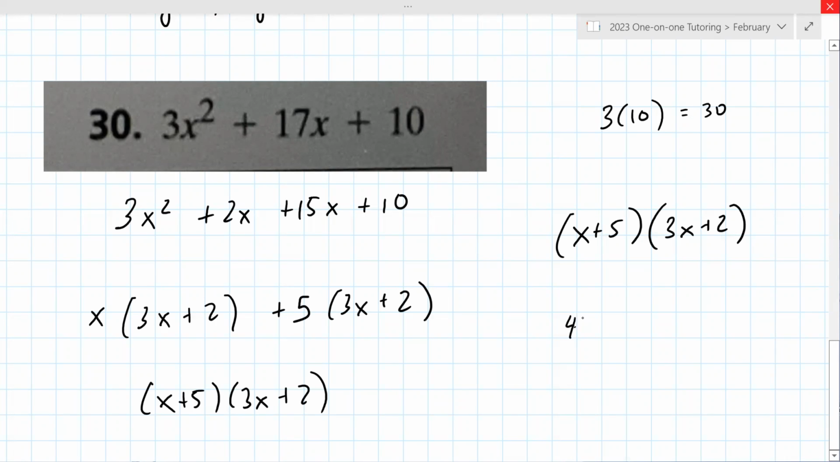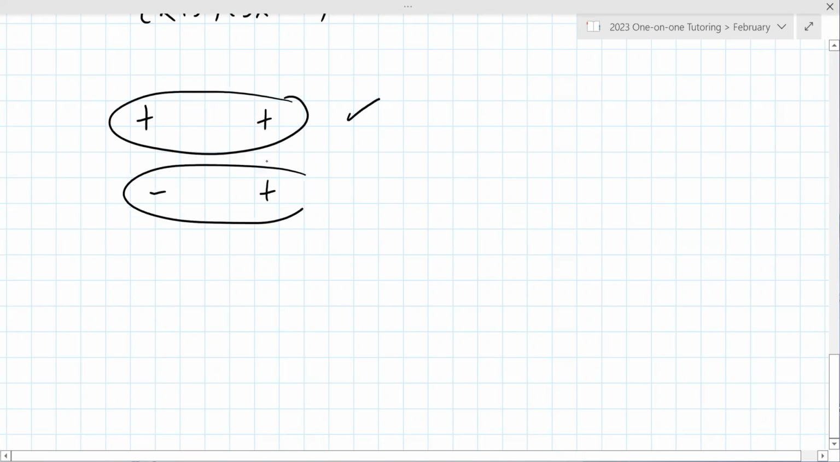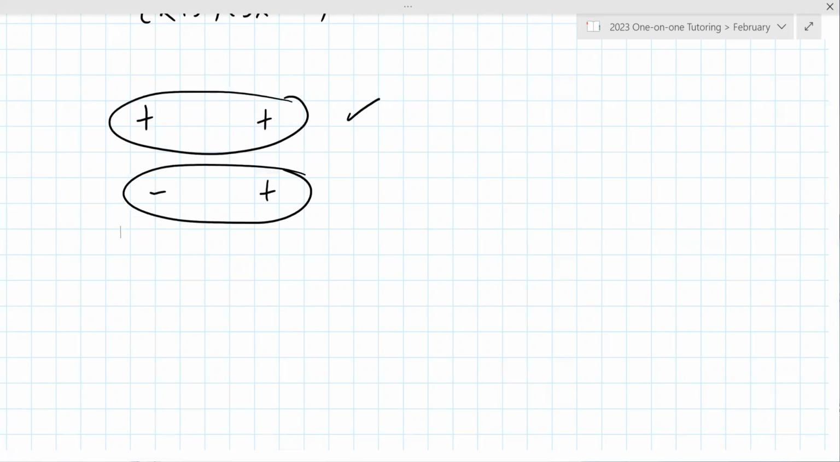Okay, so 46 is just like it, and 55 is just like it, and 56 and 57. How I'm determining that is just like we talked about last time. There's all these different cases: plus, plus, minus, plus, and then some others. So we've done these, and we're now going to look at these. It means we're going to look at number 11 next.